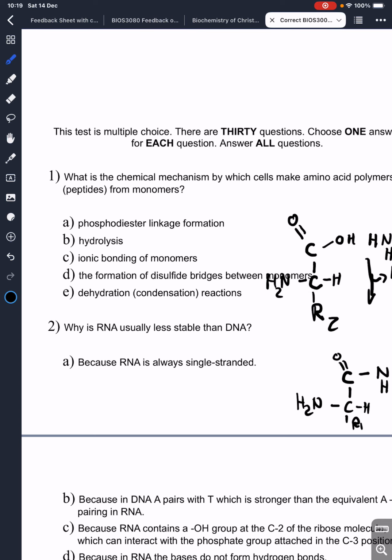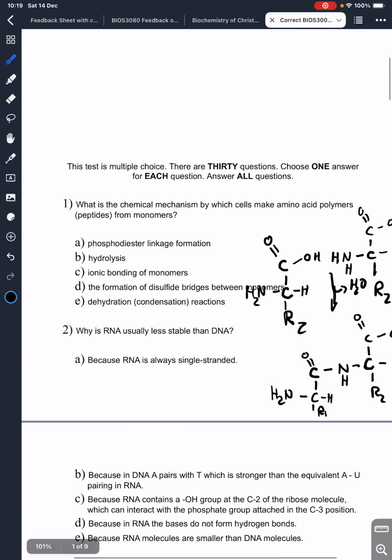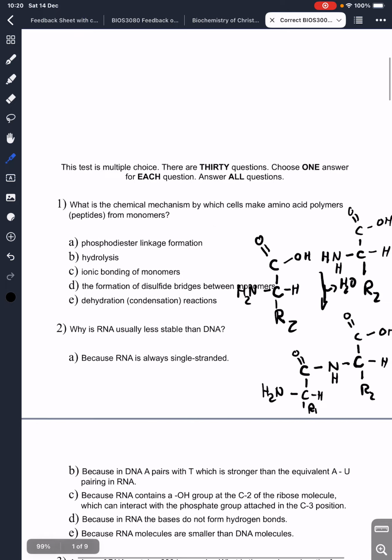Hello everybody, I thought I'd give you quick feedback on the questions that I set for the Molecules of Life module in the most recent multiple choice quiz. We started with the question: what is the chemical mechanism by which cells make amino acid polymers, so peptides, from monomers? And we've got a choice here.